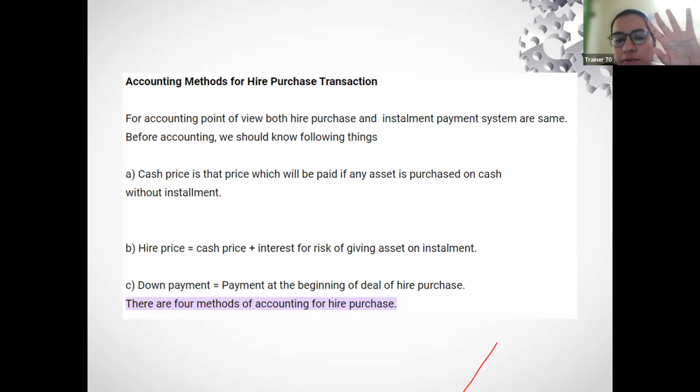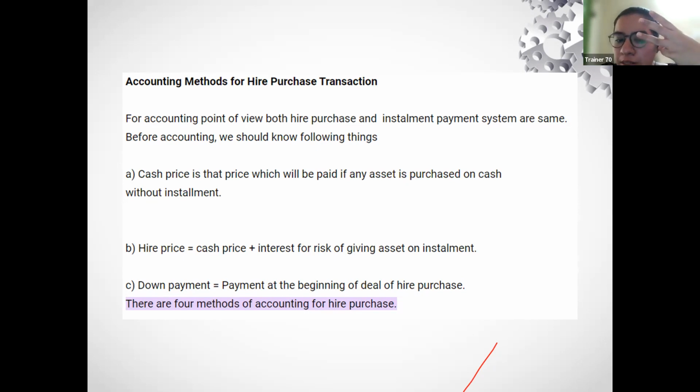For that, you should be aware of the meaning of 3 terms. First is cash price. What do you mean by cash price? Cash price means that price which will be paid if the asset is purchased in cash without installment. If you make a purchase, whatever amount you have to pay, that is known as cash price. Higher price is cash price plus interest. If you opt for EMI, you have to pay some interest. So cash price plus interest will make the higher price.